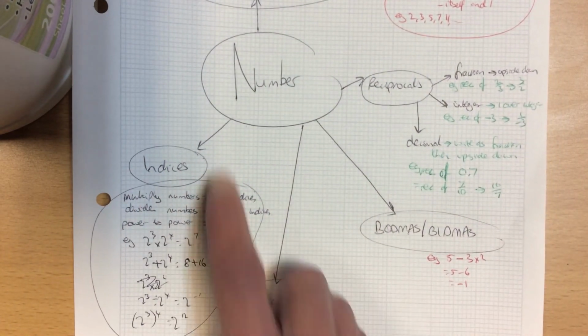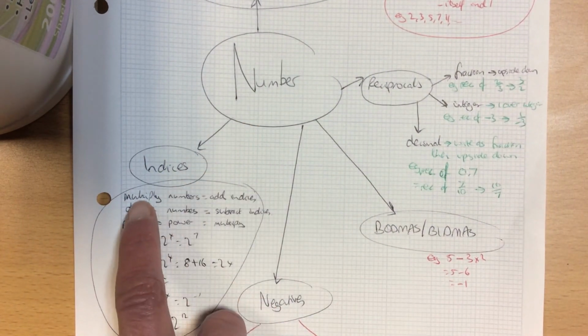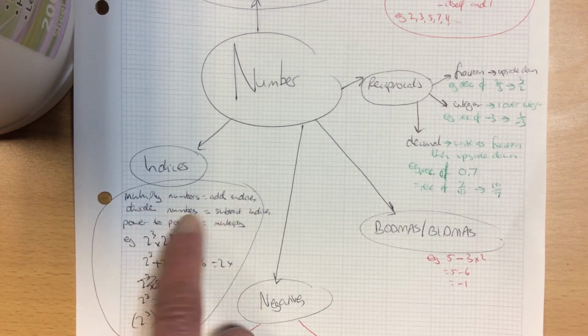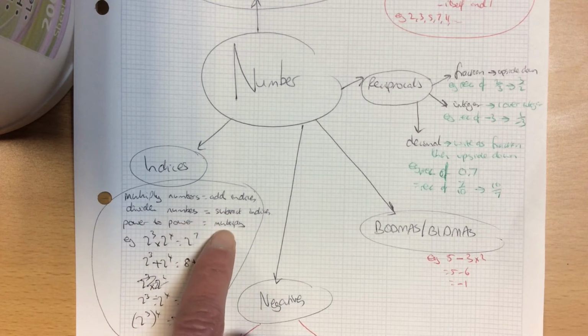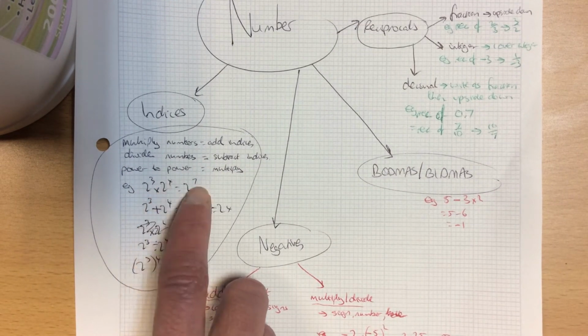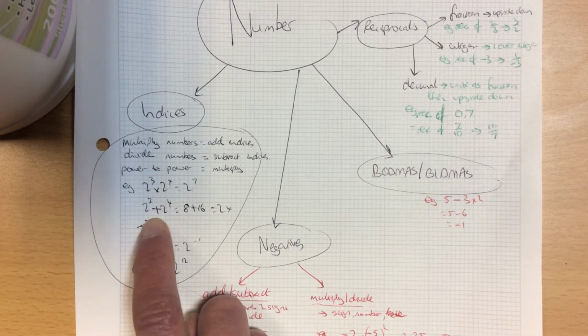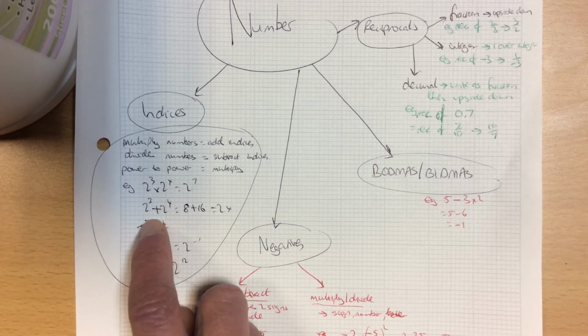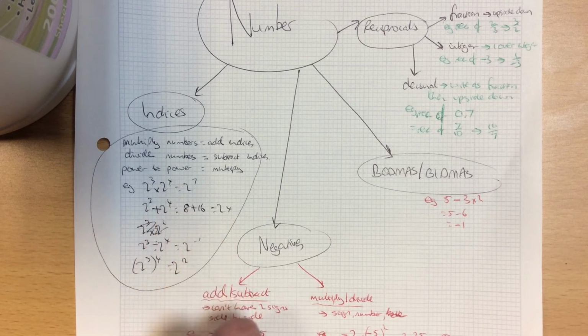Also in number, I have indices. These are powers. If you multiply the numbers, you add the indices, divide the numbers, subtract the indices, and power to power means multiply. So for example, see I'm multiplying there, you add the indices. Now just be careful. See this one here, I'm adding. There is no rule up there for adding numbers. So you just have to work that out. So that's 8 plus 16 is 24.